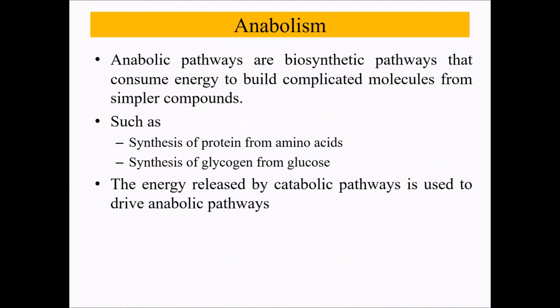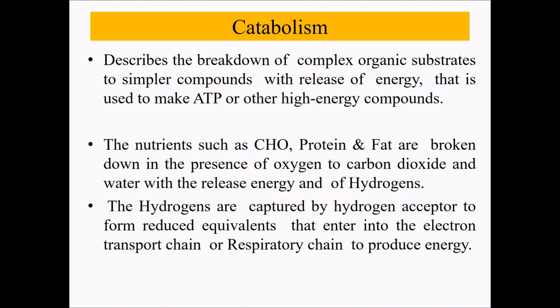Anabolism or anabolic pathways are the biosynthetic pathways. They consume energy, they use energy to build complicated molecules from simpler compounds, such as synthesis of protein from amino acids, as we discussed, and synthesis of glycogen from glucose, and the energy comes from the catabolic pathways. So catabolic pathways give energy. That energy is used by the smaller molecules to combine. The body uses that energy to combine the smaller molecules and make the larger molecule. This phenomenon is called anabolism.